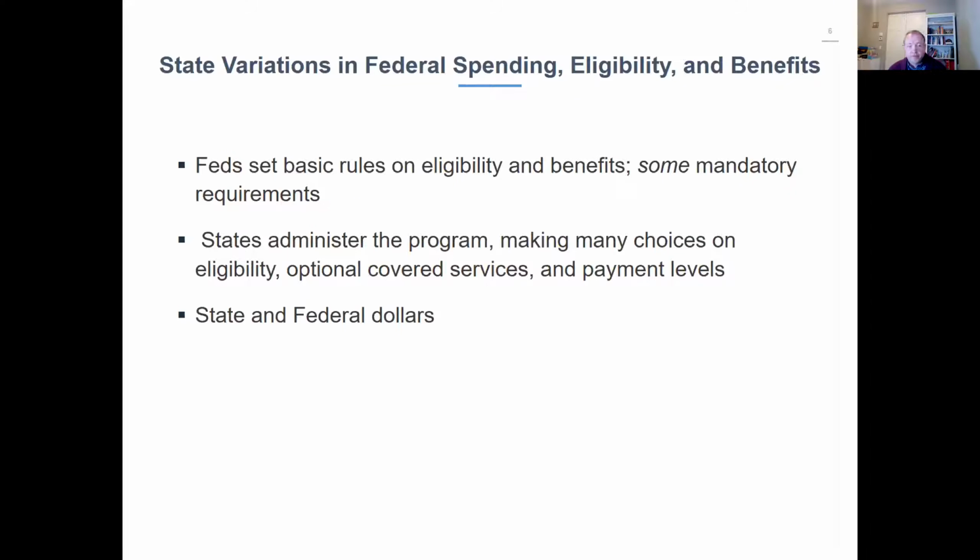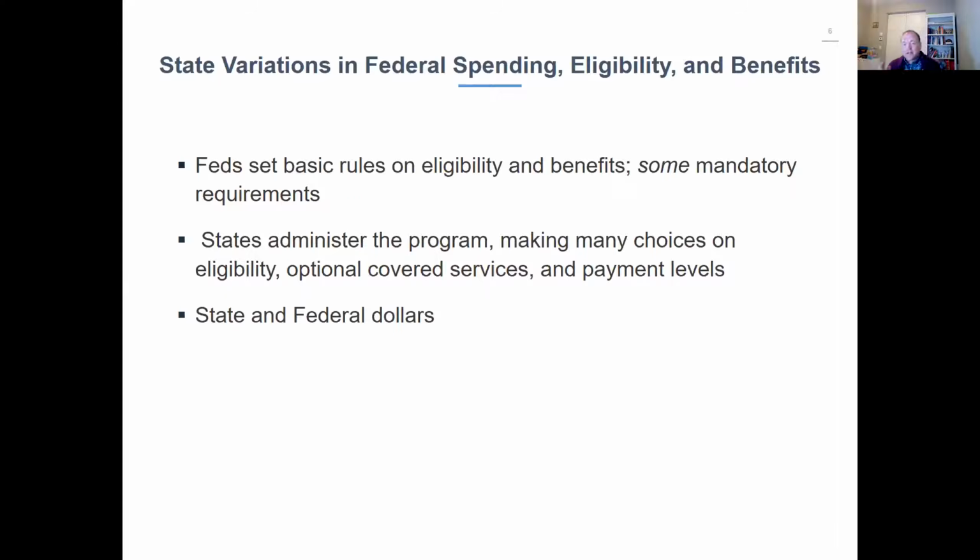So the federal government sets basic rules on eligibility and benefits. Some are mandatory requirements. States administer the program and they make many choices on eligibility, on optional covered services, and on payment levels.